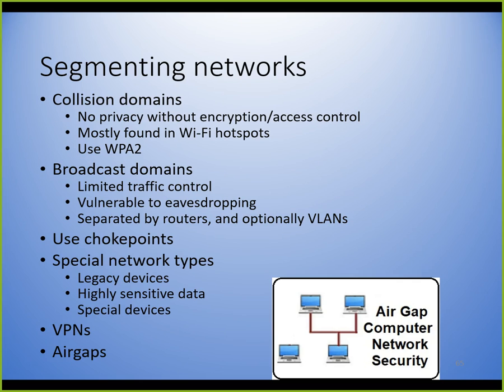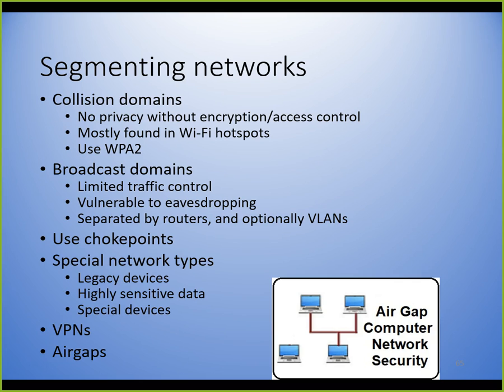Wi-Fi hotspots are that way. Everybody sees everything on a Wi-Fi hotspot. We should be using WPA2, the more secure. WPA2 CCMP is the one that we should be using. Broadcast domains, layer 3. Limited traffic control, broadcasts stopped by routers. Within a broadcast domain, vulnerable to eavesdropping, but we've talked about switches and how the switches isolate traffic. As long as we have a switched network, we've introduced some security there. And then we've talked about some ways to introduce more security on the switches.